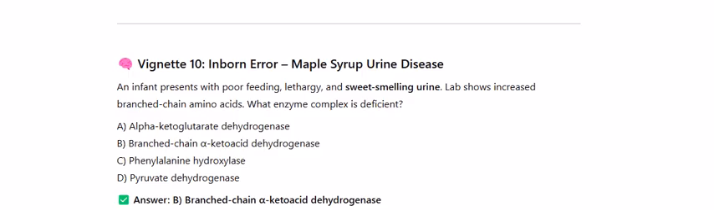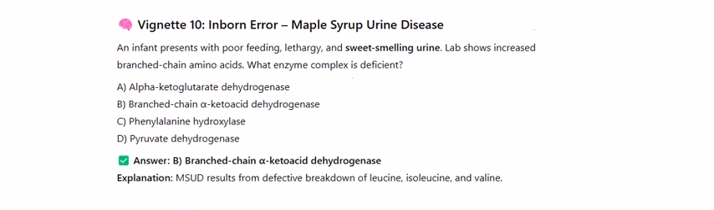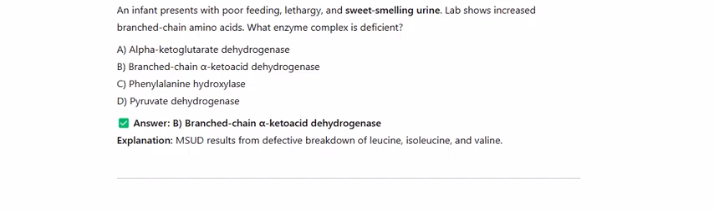Vignette 10: Inborn error. Maple syrup urine disease. An infant presents with poor feeding, lethargy, and sweet-smelling urine. Lab shows increased branched-chain amino acids. What enzyme complex is deficient? A. Alpha-ketoglutarate dehydrogenase, B. Branched-chain alpha-keto acid dehydrogenase, C. Phenylalanine hydroxylase, D. Pyruvate dehydrogenase. Answer: Branched-chain alpha-keto acid dehydrogenase. Explanation: MSUD results from defective breakdown of leucine, isoleucine, and valine.